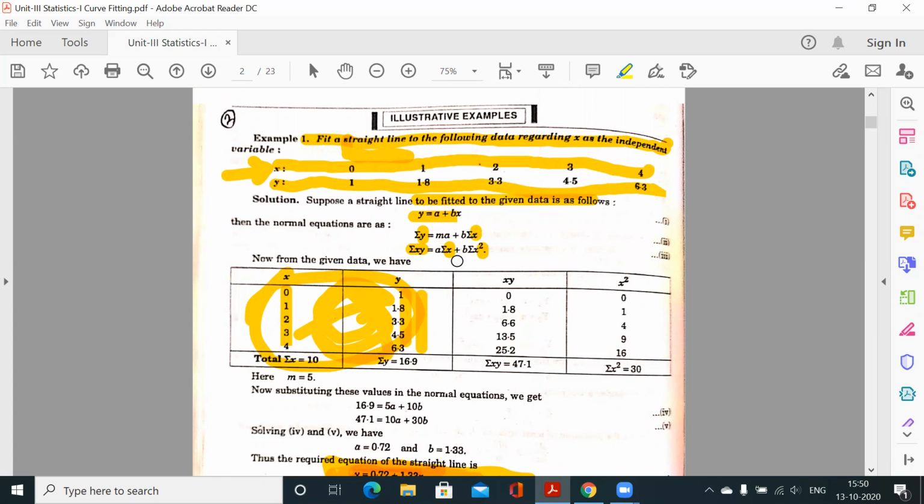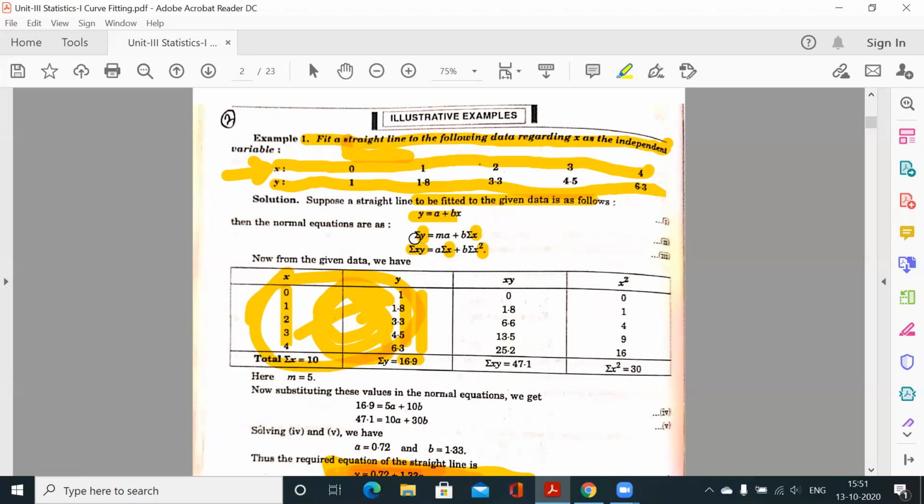Now how many summations are to be found out? There are 4. This is summation x, this is summation y, and these are similar. So we have to find out 4 summations. Summation x means adding all the values of x: 0 plus 1 plus 2 plus 3 plus 4, which is 10. Similarly, summation of y: 1 plus 1.8 plus 3.3 plus 4.5 plus 6.3 is 16.9.